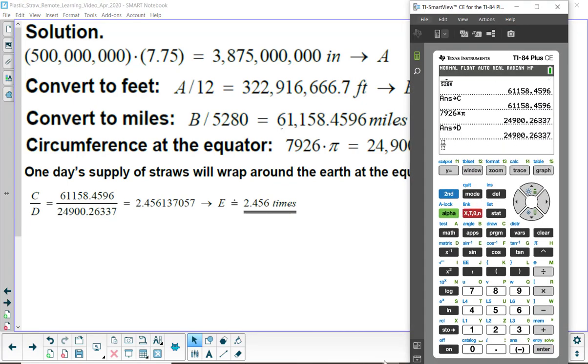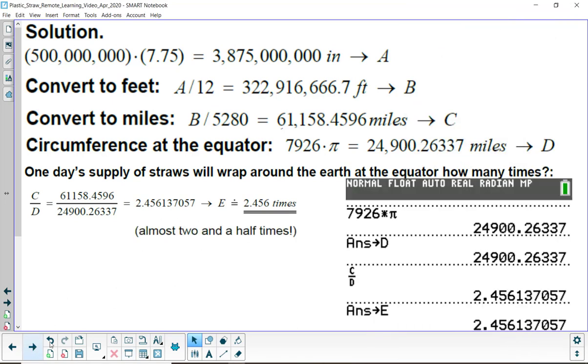Again, I'm going to say alpha x t theta n to get the fraction template. Alpha program for the letter C, down arrow, alpha x inverse to get the letter D. And so it's going to replace those values and divide them. And I'll store that into alpha sine, which is the letter E. And so it's almost 2.5 times in one day the straws will go around the circumference of the earth.